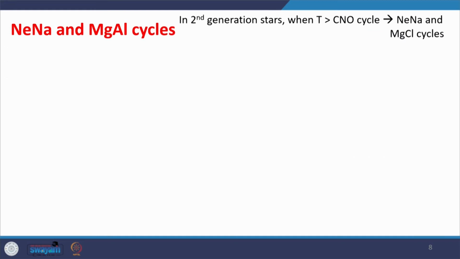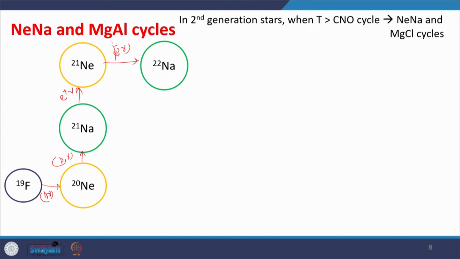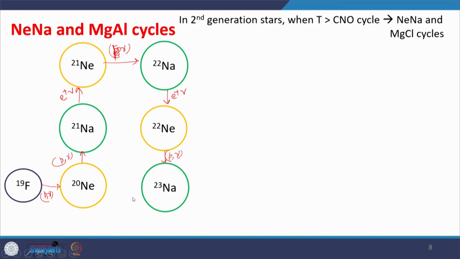Now, in this CNO cycle, when it is ending with neon, this fluorine 19, if you remember, is producing neon 20 via P gamma, and this neon 20 via P gamma can produce sodium 21, and this can undergo positron decay to produce neon 21, and it can undergo P gamma reaction to produce sodium 22, and this can undergo positron decay to give neon 22, and neon 22 can undergo a proton gamma reaction to produce sodium 23, and this sodium 23 can undergo a P alpha reaction to produce neon 20. This is called the neon sodium cycle.